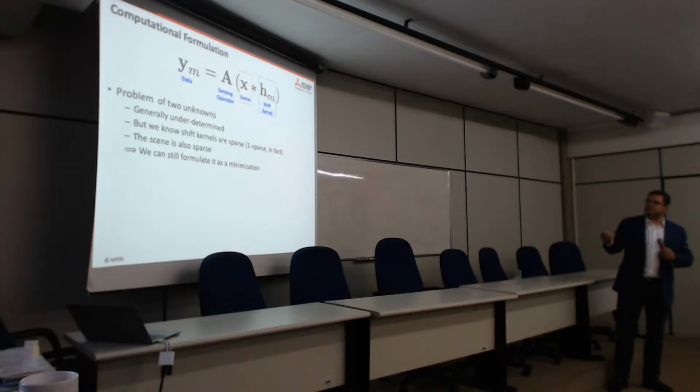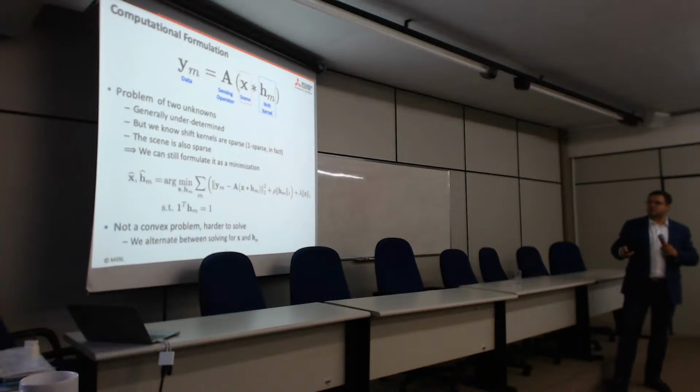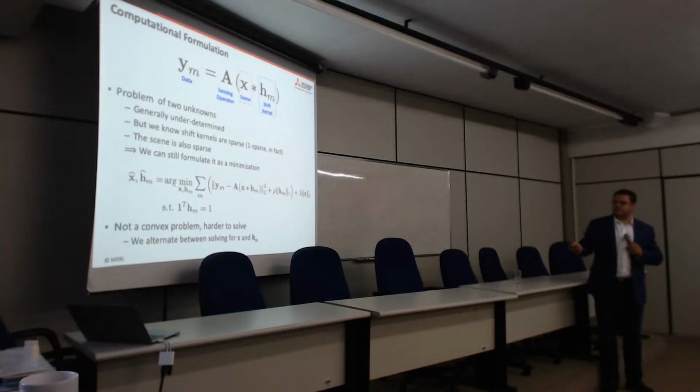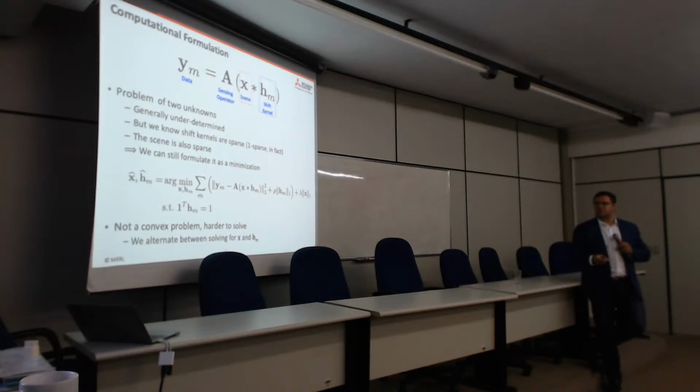Again, the system is underdetermined, but we know the shift kernels are sparse. The scene is also sparse, and we can still formulate it as a minimization. So what you do is you want to recover X and H by minimizing this cost and imposing sparsity on H and sparsity on X. And you want, again, that the sum of H's, because they're shift kernels, be 1. This is a more difficult problem to solve.